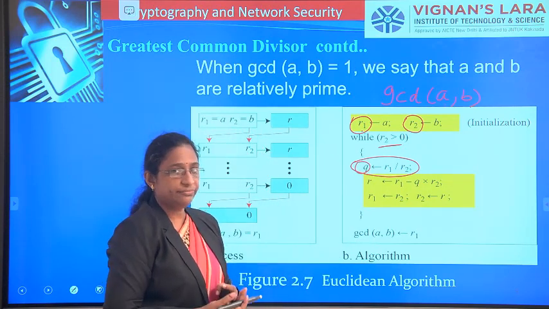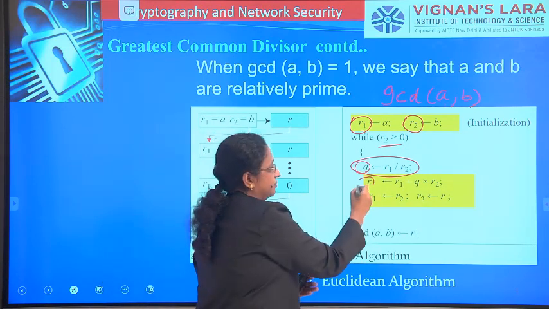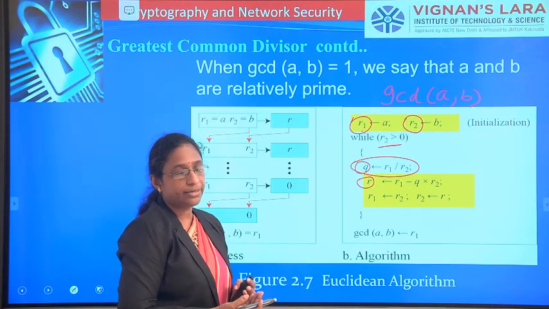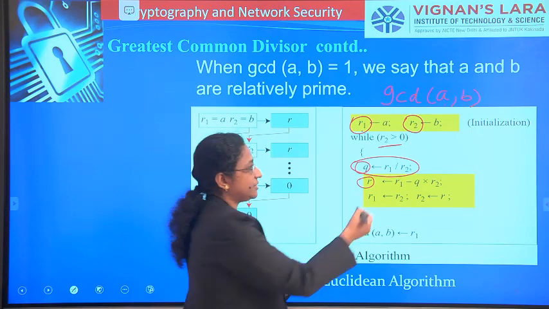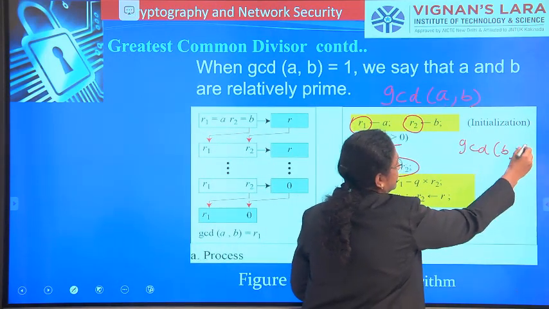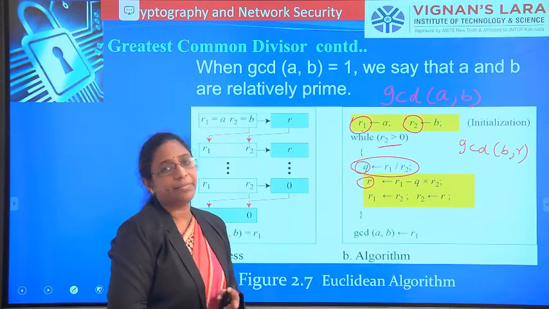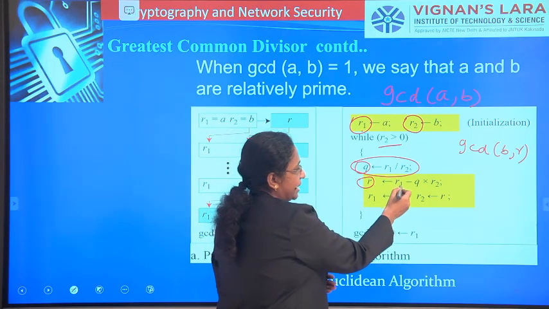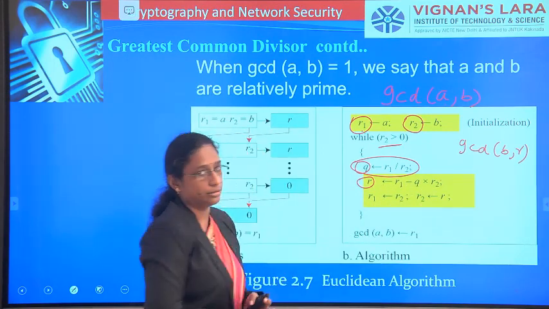After that, we have to calculate the remainder here. The important part is your remainder. By using that remainder only, as we have said previously, GCD of B comma R. So we require that remainder here. To get that remainder, we will say R implies R1 minus Q into R2.